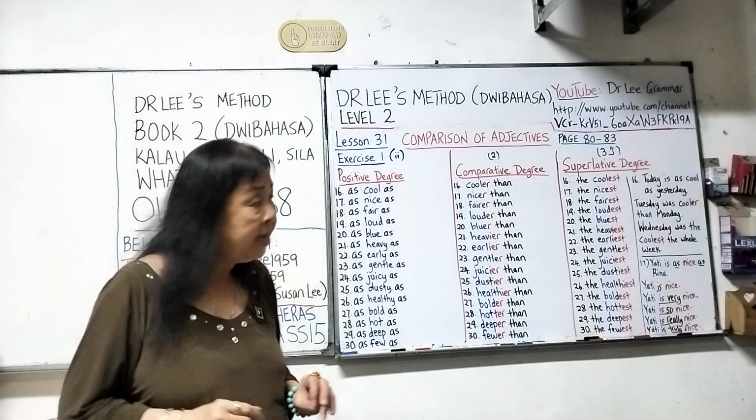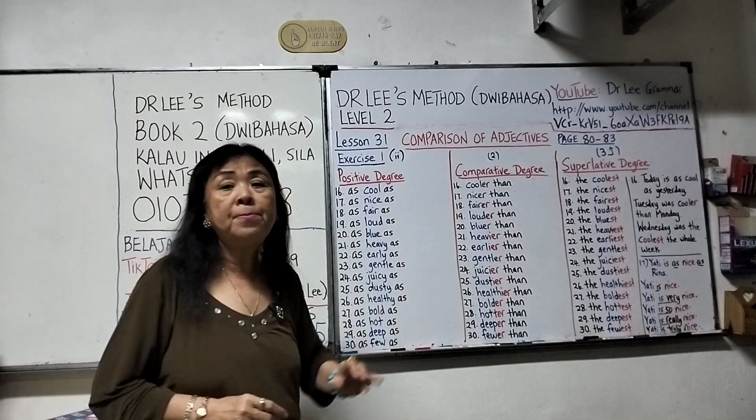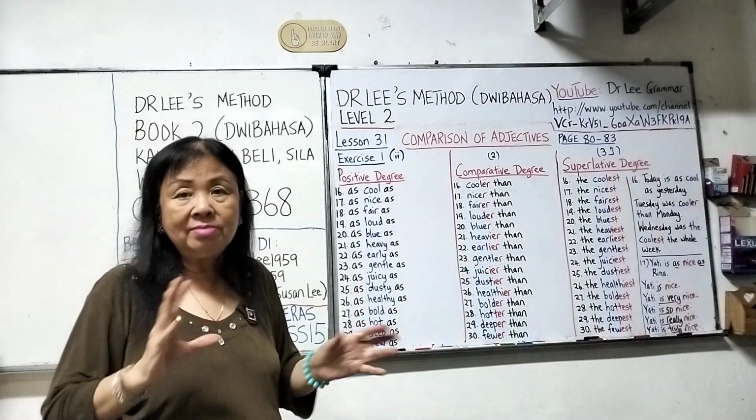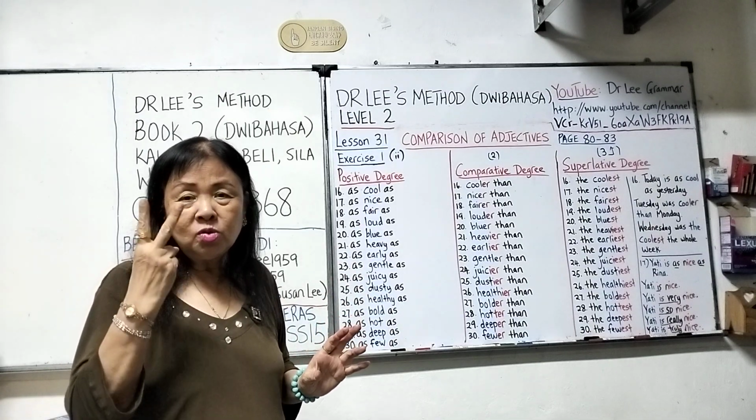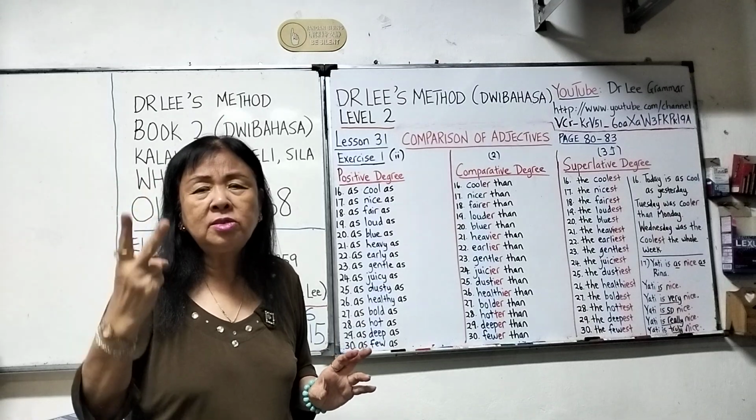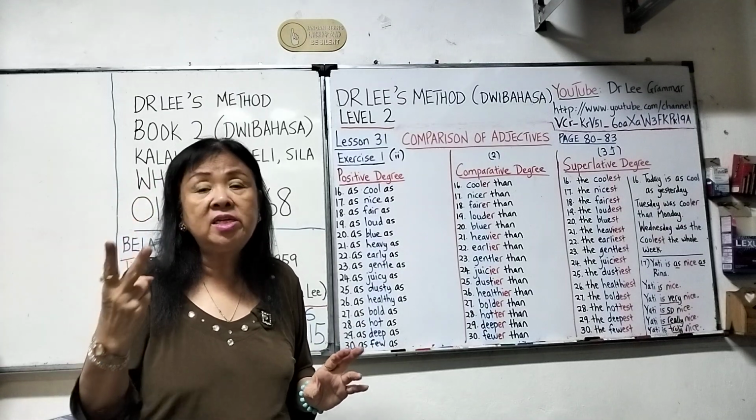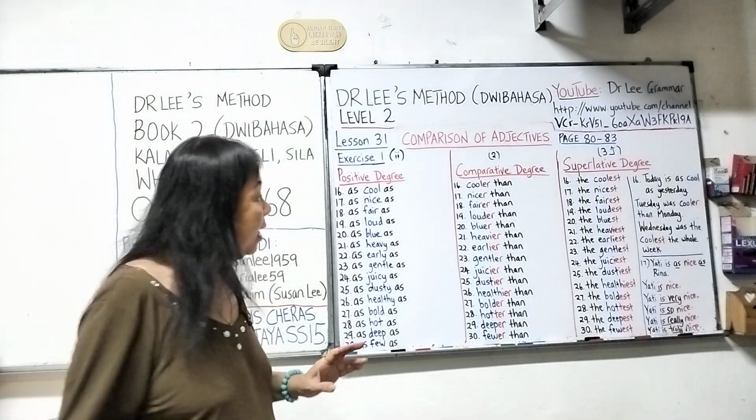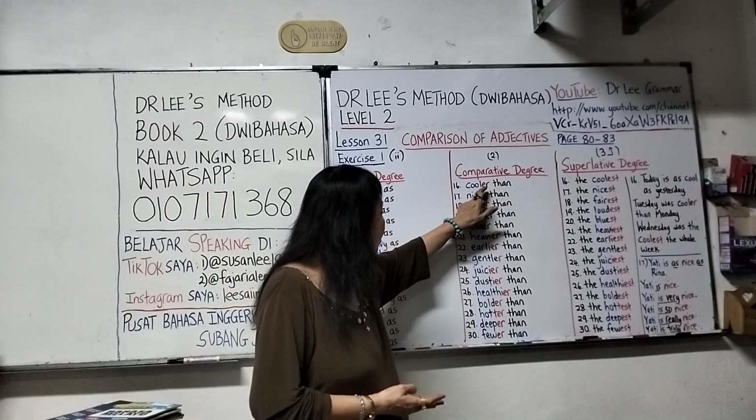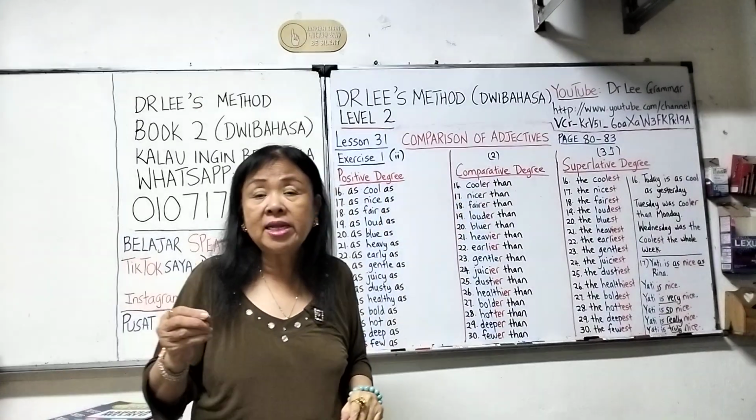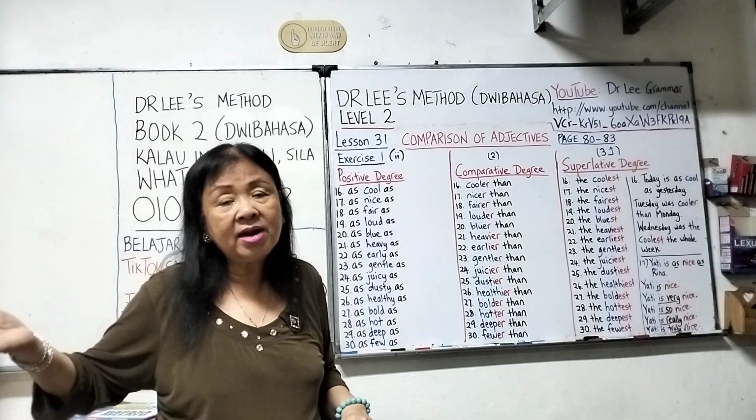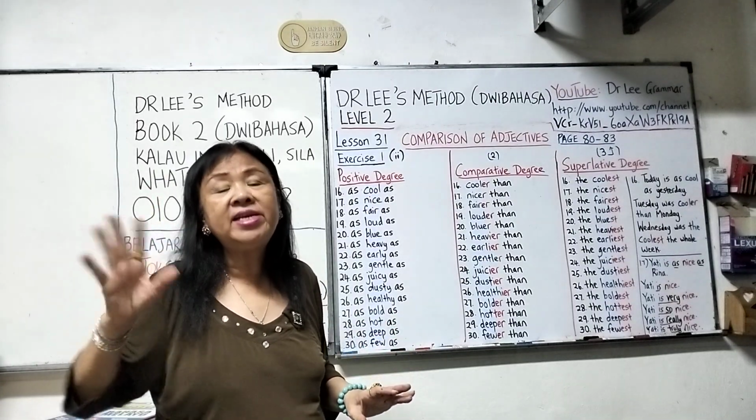Okay? Whereas, when you come to the comparative degree, you are actually comparing 2. Either 2 persons, 2 animals, 2 places, 2 things or 2 situations. Okay, so you use than. But in front of than, for the adjective, you have to add er or ier.